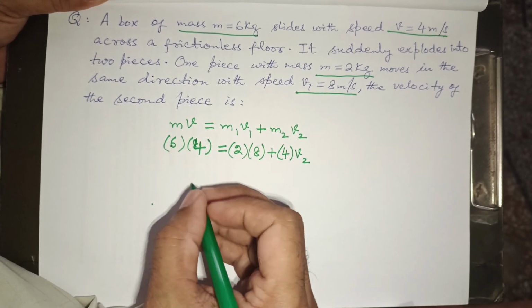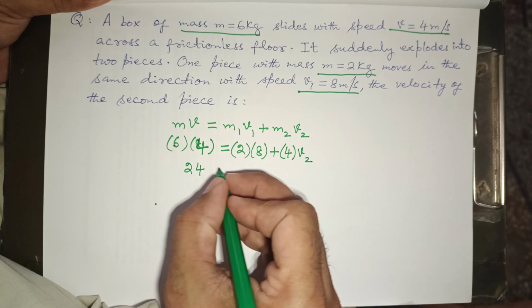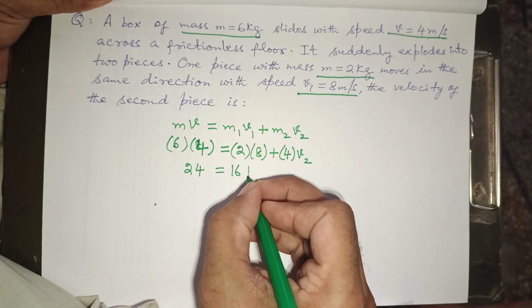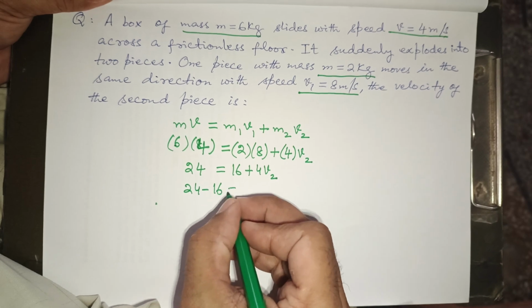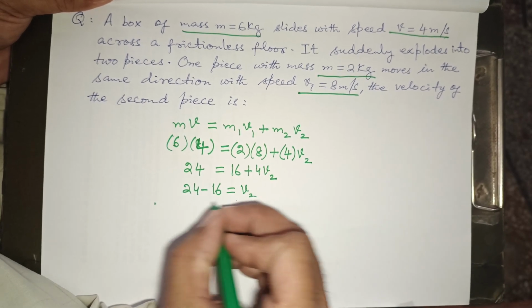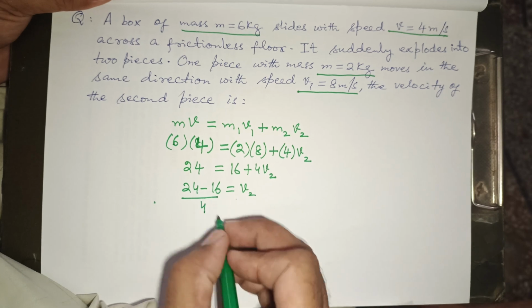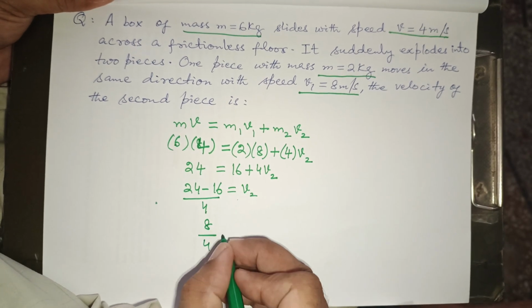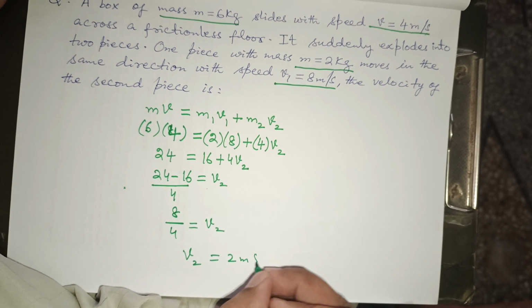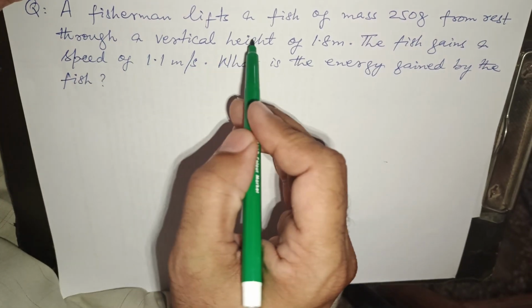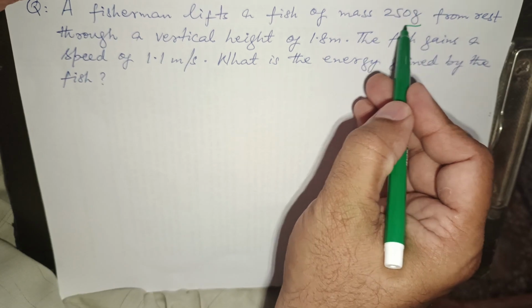find out its velocity. So this is 24, this is 16, this is 4v2. So we get 24 minus 16 equals 4v2, so v2 equals 8 over 4. So v2 will be 2 meters per second. This is the answer.